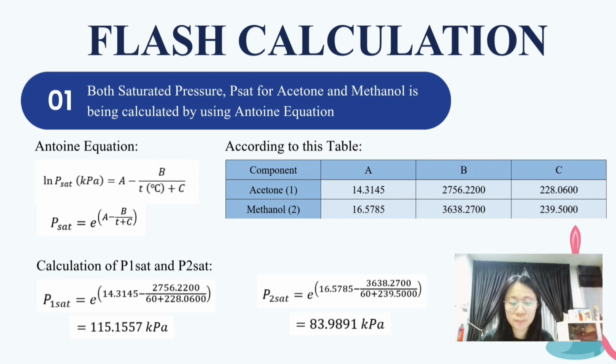Moving into our thermodynamic calculations, our first step is to determine the saturation pressure for both components at our operating temperature of 60 degrees Celsius. We utilize the empirical Antoine equation, which we have listed in our slide, and by pulling the component constants from literature, which we listed in the table, and plugging in T equals 60 degrees Celsius, we calculate that the saturation pressure for the acetone will be 115.1557 kilopascal, while the saturation pressure for the methanol will be 83.9891 kilopascal.